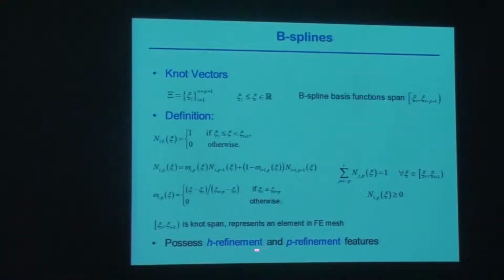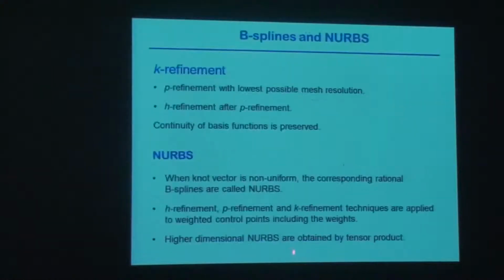B-splines have both H refinement, which means that we can reduce the size between these knot vectors, and P refinement, which means we can increase the order of the polynomial. So both the features that we like to have if we are developing a variational structure are present in these. In addition to P and H refinement, the important thing that B-splines have is the K refinement feature. K refinement means the continuity of the derivatives. You can have higher derivatives also continuous across the inter-element boundaries.